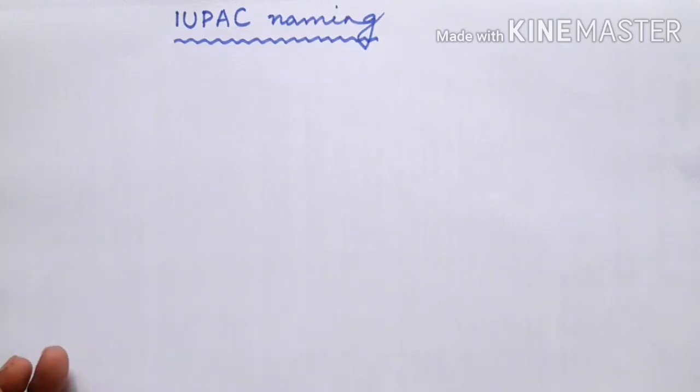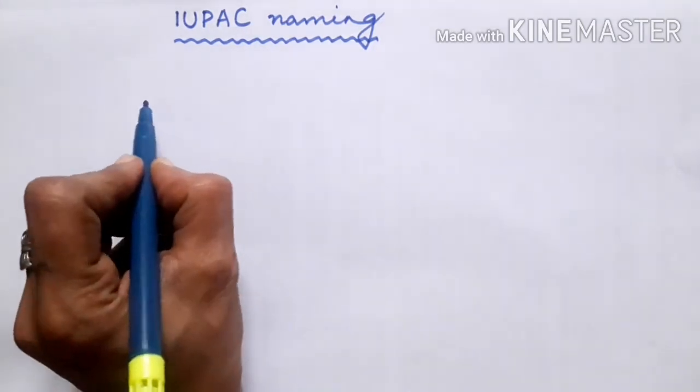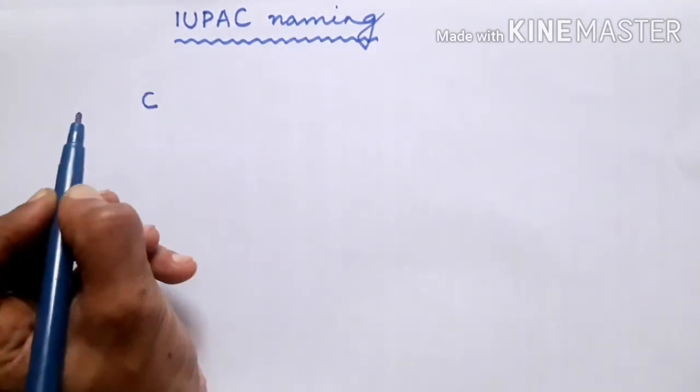Hello students, today we'll be learning about IUPAC naming of hydrocarbons. First we'll be seeing aliphatic hydrocarbons, that is straight chain compounds. The first element is carbon.